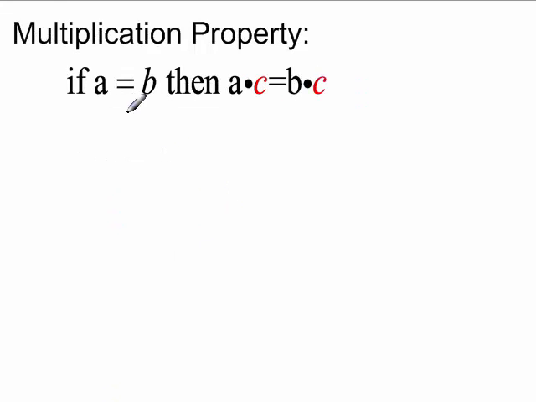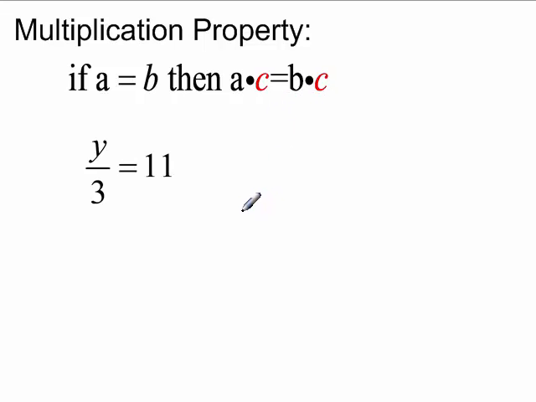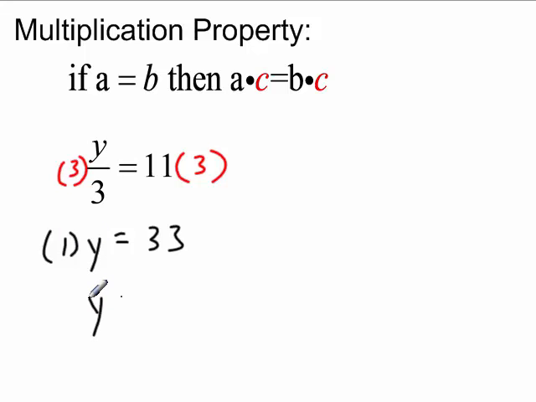Multiplication property. If a equals b, you multiply both sides by the same value, you still maintain equality. So if we start out with y over 3 is equal to 11, we multiply both sides by 3 to cancel out this 3. The way you're canceling that out is that 3 divided by 3 is really a 1. So you're making it 1y is equal to 33, which is just y equals 33.